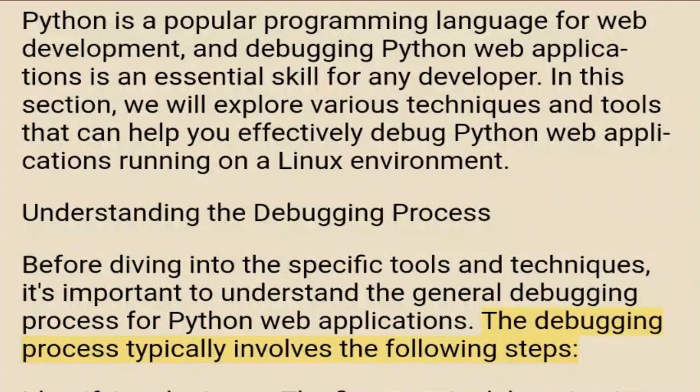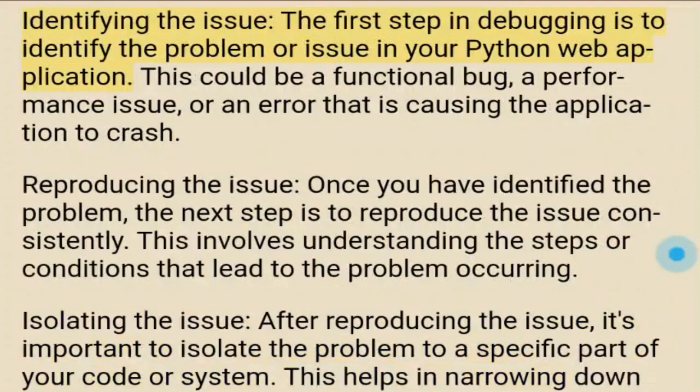The debugging process typically involves the following steps. Identifying the issue. The first step in debugging is to identify the problem or issue in your Python web application. This could be a functional bug, a performance issue, or an error that is causing the application to crash.